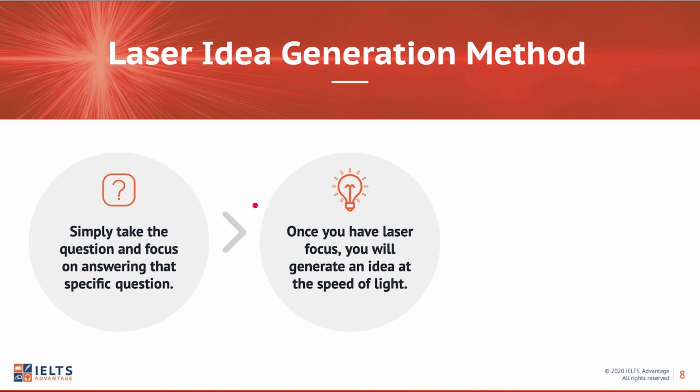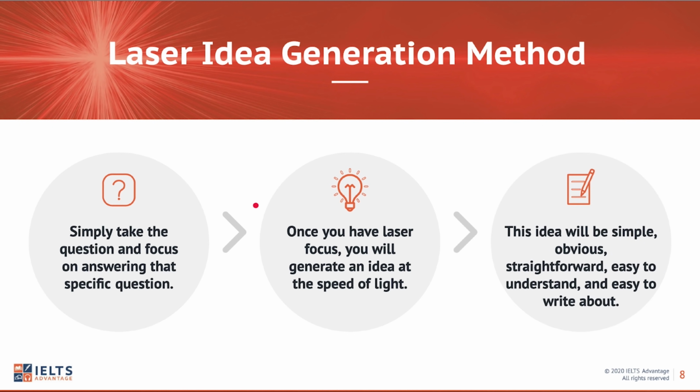Don't brainstorm. Don't think of 17 ideas. Don't think of 7 ideas. Don't think of 2 ideas. What is the most obvious, most straightforward idea that you can think of for that direct question? This idea will be simple, obvious, straightforward, easy to understand, and easy to write about. If your idea is not simple, don't use it. If it is not obvious, don't use it. If it's not straightforward, don't use it. If it's not easy for you to understand, don't use it. And if it's not easy to write about, don't use it.